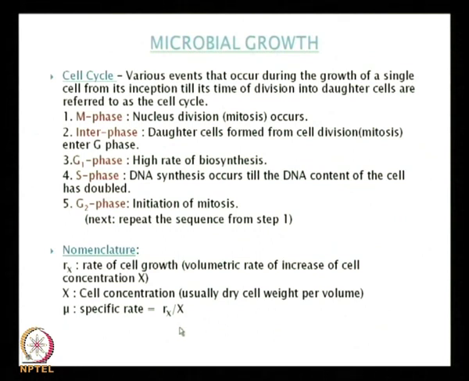So, these are the nomenclature that we are going to use, and you may want to note them down. Rx is the rate of cell growth, volumetric. X is the cell concentration, dry cell weight per unit volume. And mu is the specific rate of growth, that is Rx per unit concentration.